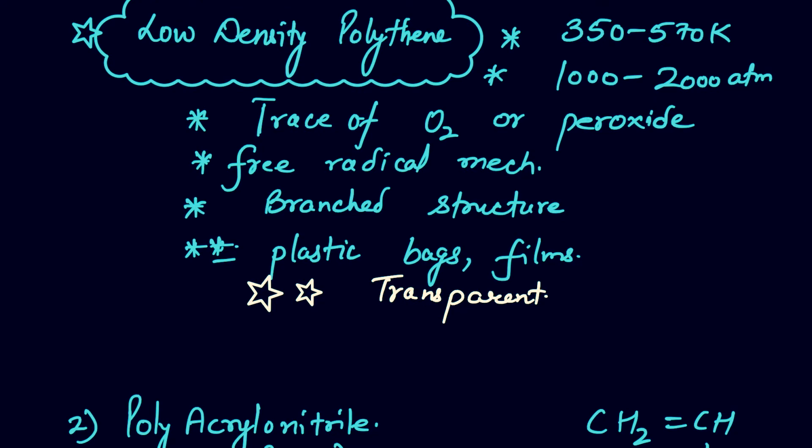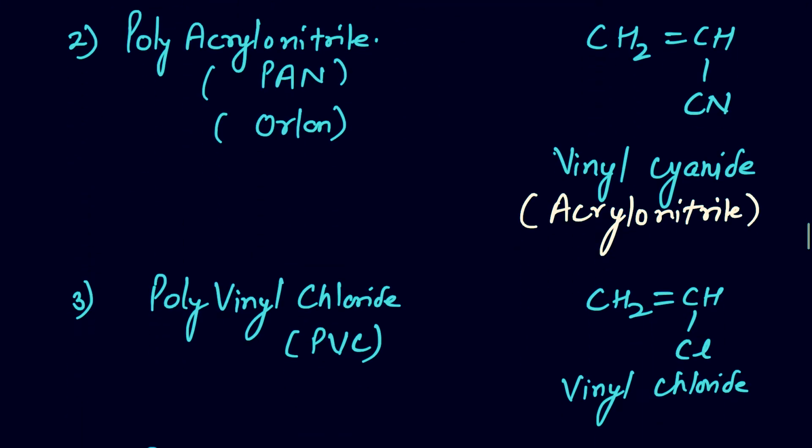Next is the low density polythene. Temperature is around 350 to 570 Kelvin with a pressure of 1000 to 2000. There must be presence of trace of oxygen or peroxide. The reaction is free radical mechanism. It has branch structure and it is transparent. It is generally used to prepare plastic bags and films.